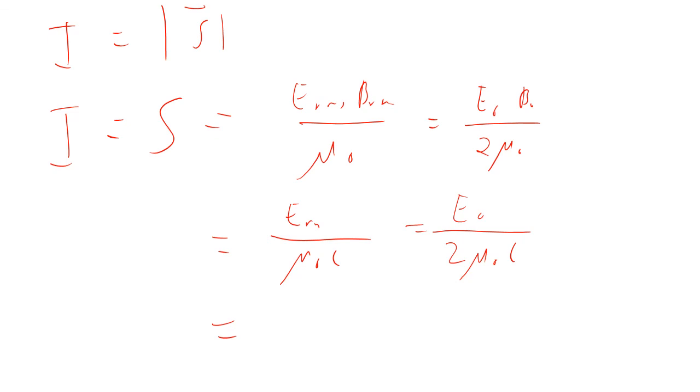or, I'm sorry, this would be E RMS squared or E naught squared, because E over C equals B. Or we could say this is equal to C times B RMS squared over mu naught, or it could be equal to C B naught squared over 2 mu naught.